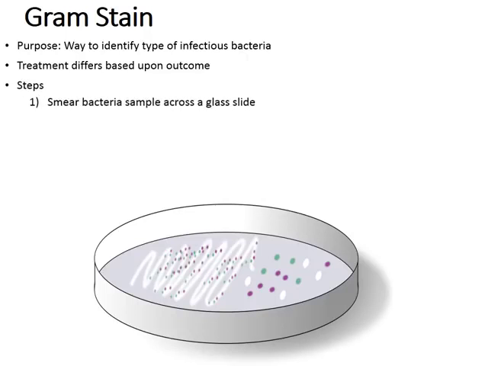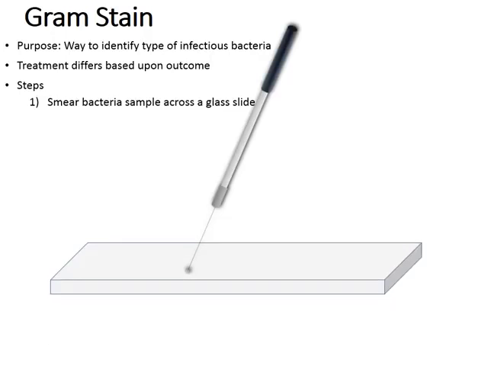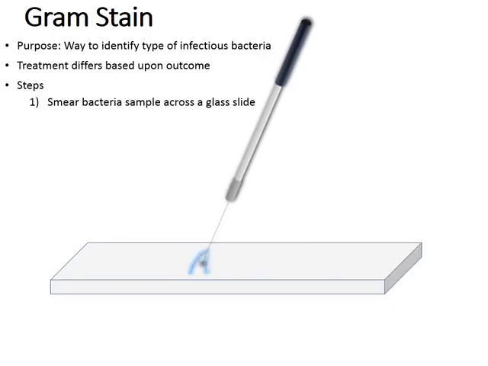Number one, we're going to obtain bacteria from a culture, and using an inoculation loop, we'll transfer bacteria onto the inoculation loop, and then we're going to smear the bacteria across a glass microscope slide.